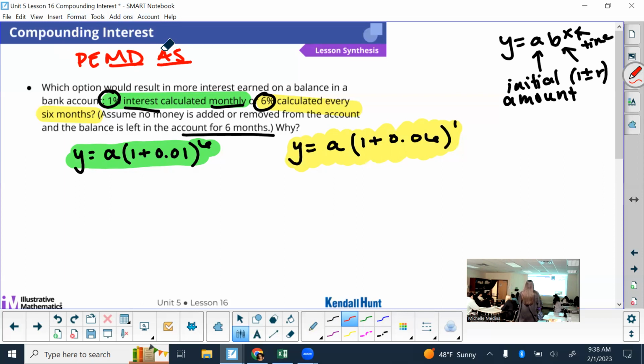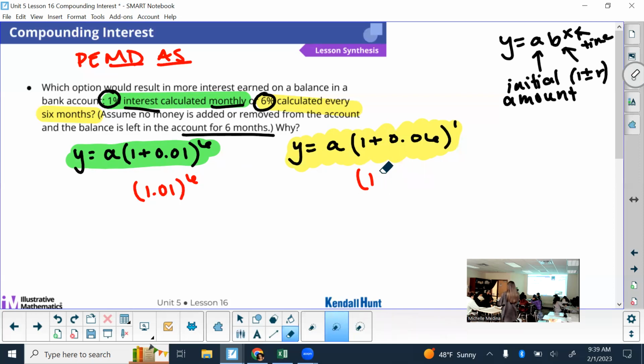Could I simplify what's in my parentheses first? Yeah, I could add this and make this 1.01. And then, yes, I could do it for this one too. Oh, sorry, forgot. All right, make this 1.06. So parentheses are all done with.